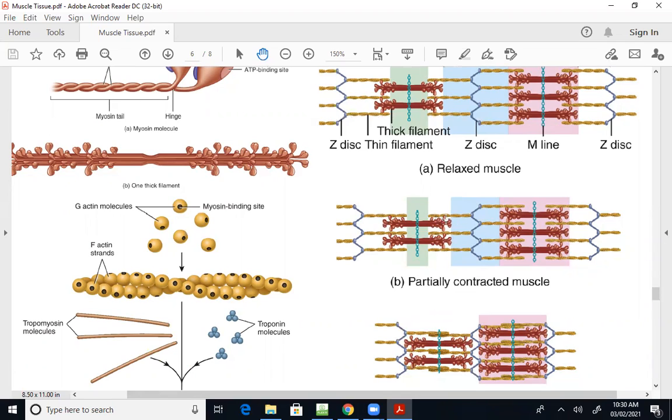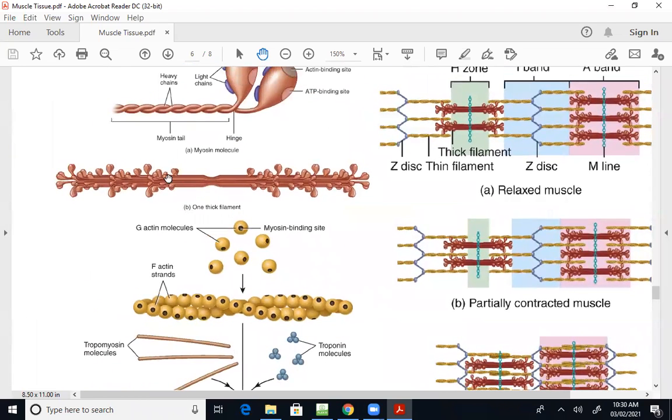Those thick filaments pull the thin filaments toward the center of the sarcomere. Now, one singular thick filament is made up of about 300 of these guys, where you've got some running in one direction, some running in the other direction. Right here where they meet in the middle is that M line that we've mentioned, shown here, kind of like a blue chain.